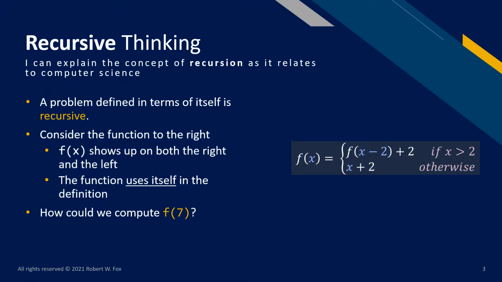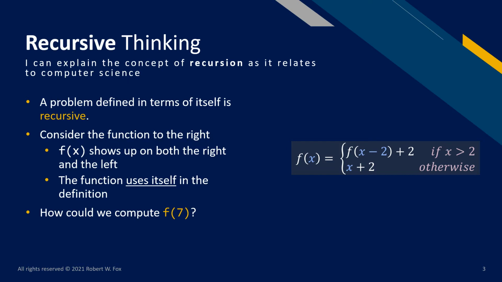Before we dive into any code, we really need to get our head wrapped around the concept of recursion. Broadly speaking, recursion is when we define a problem in terms of itself. You can see this in the function on the right. On the left side, we say f of x, and we're used to that from math class. But what maybe we're not used to is also seeing f of x show up on the right. The function uses itself in the definition.